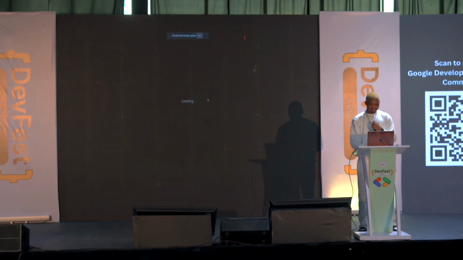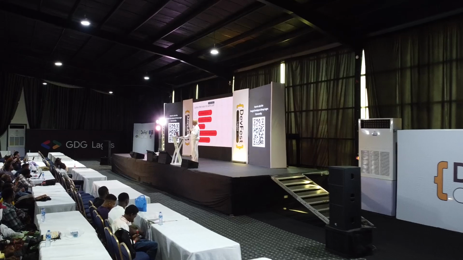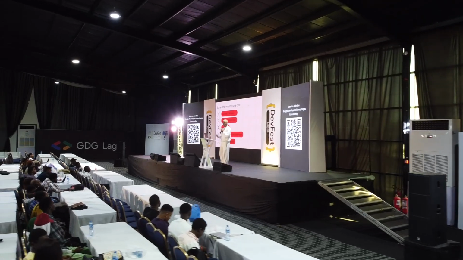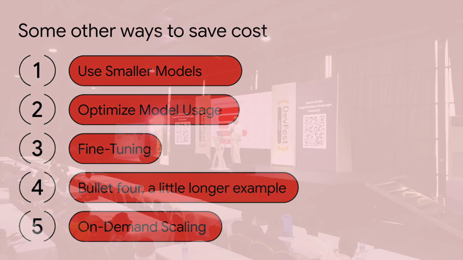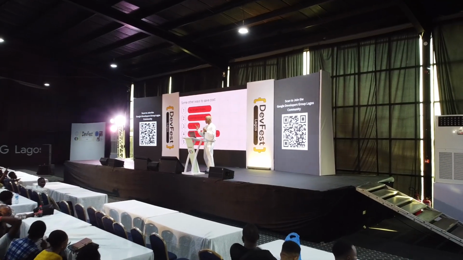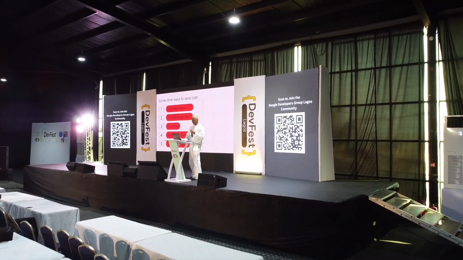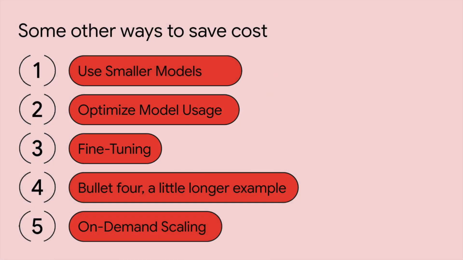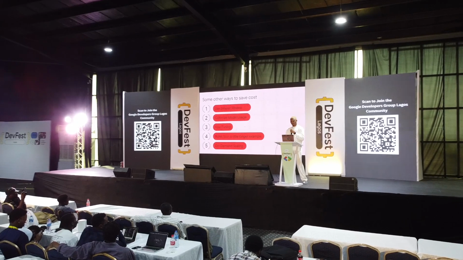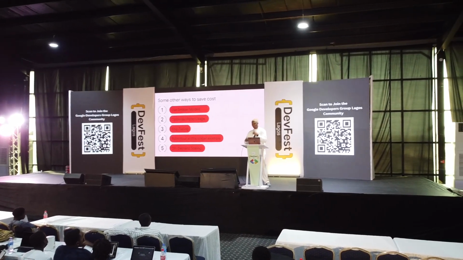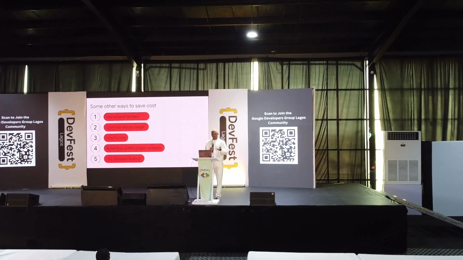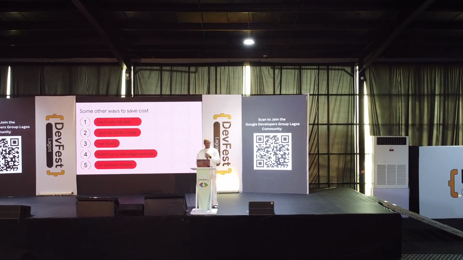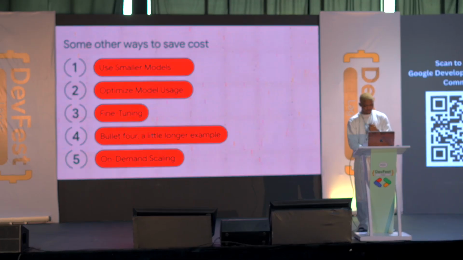Sorry. Continuing, some other ways to save costs: use smaller models so that they are faster and maybe use fewer tokens, but that depends on your use case. Q&A after. Optimize model usage. Whatever models you are using, if you know the AI engineer and they are not a scam, work with them to optimize it. Fine tuning: feed it more data so that whenever it gets a question, it actually responds to the question.